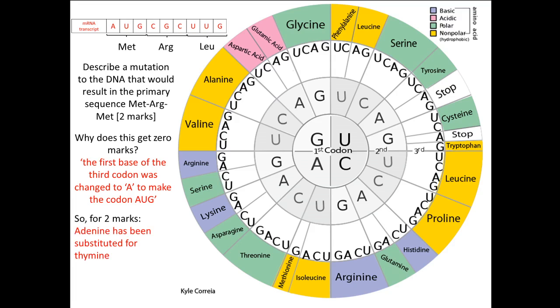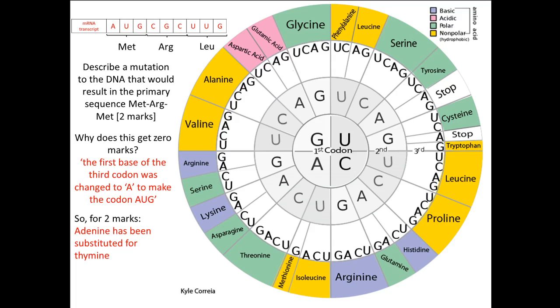So for 2 marks, adenine has been substituted for thymine. Substituted, I've named the mutation. In the DNA, it'd be an A that codes for the U. So the A must have been changed to a T, because that way, if it's T in the DNA, I'd get an A in the mRNA. Again, really common question. Most people get it wrong and get 0 marks. You can at least get 1 mark for naming the mutation.